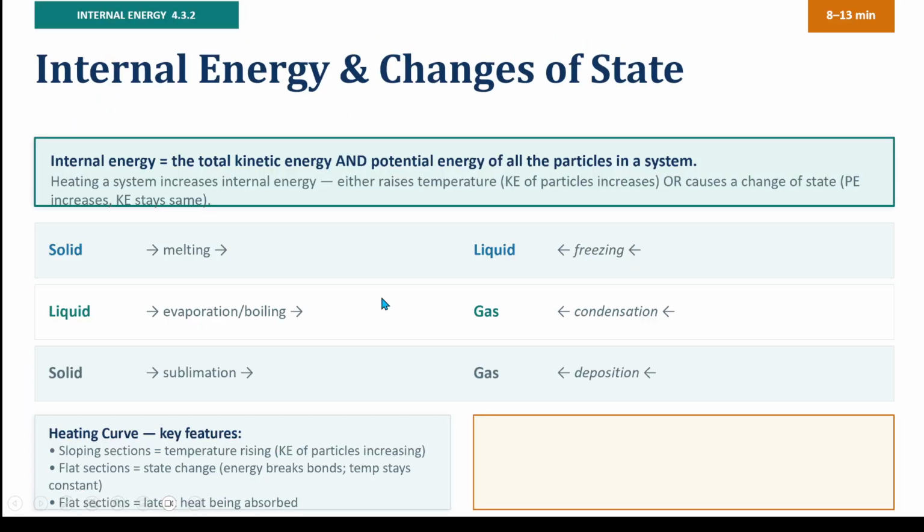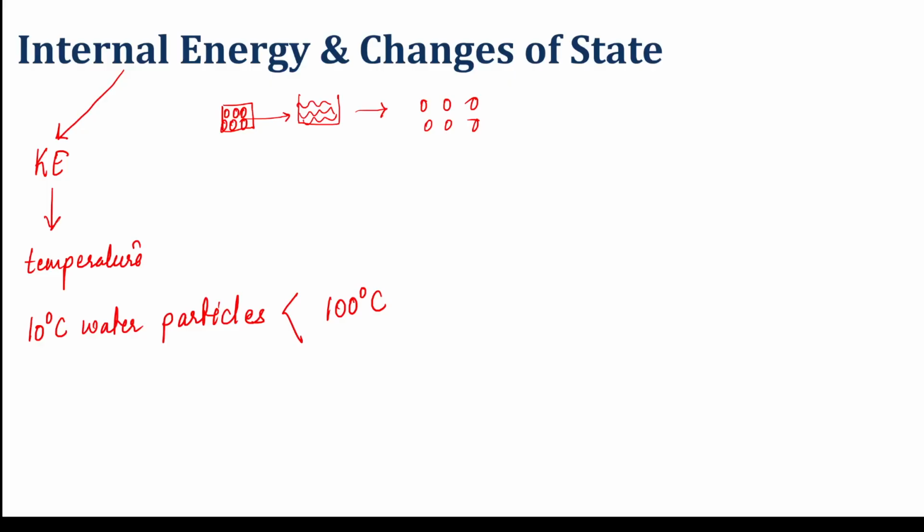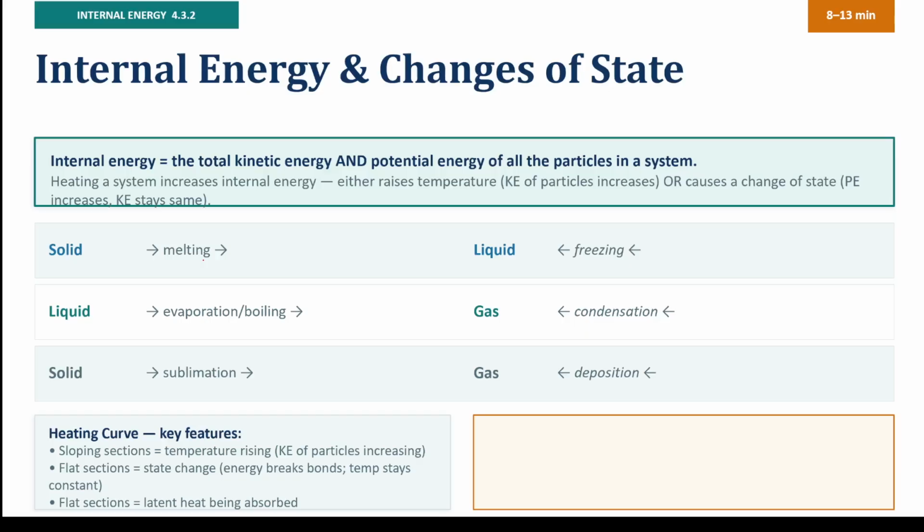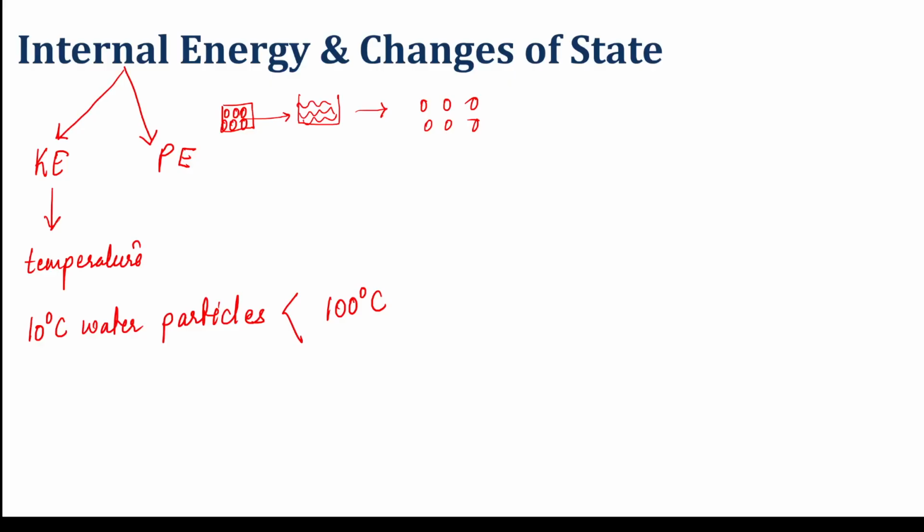Okay, if the solid is changing into liquid, the distance between the particles is also changing. So that is responsible for potential energy. So two energies, potential and kinetic. What is kinetic energy coming from? The kinetic energy is coming from the speed, and the speed is coming from temperature. Potential energy is coming from the distance between the particles.